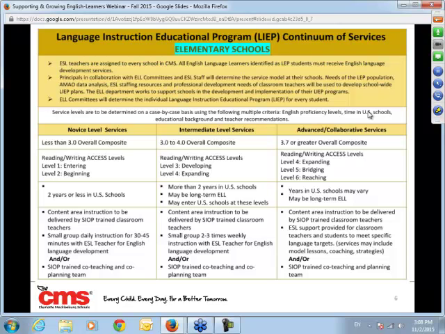trained co-teaching and co-planning. And then finally, for the advanced collaborative students, those students with a 3.7 composite score or greater, they can also have the same 3 supports: content area instruction by a SIOP trained teacher, small group instruction by an ESL teacher, or SIOP trained co-teaching and co-planning.